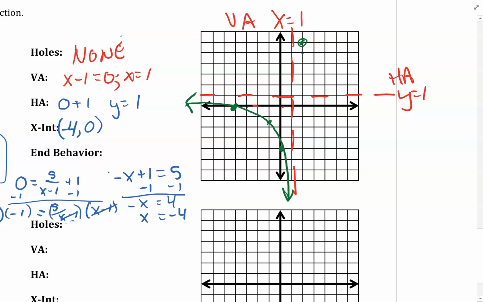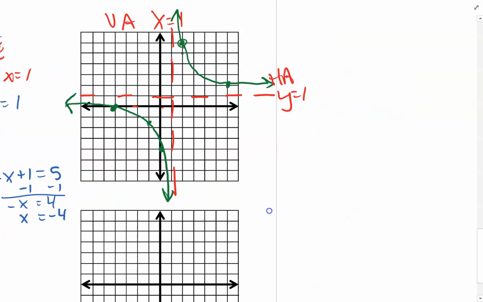If x equaled, say, 6, we would have 5 over 6 minus 1, so 5 over 5, which is 1, plus 1 is 2. So we'd have the point 6, 2. And then we would have our curve going between them. And we can look at our end behavior. I'm going to go ahead and write it off to the side here.